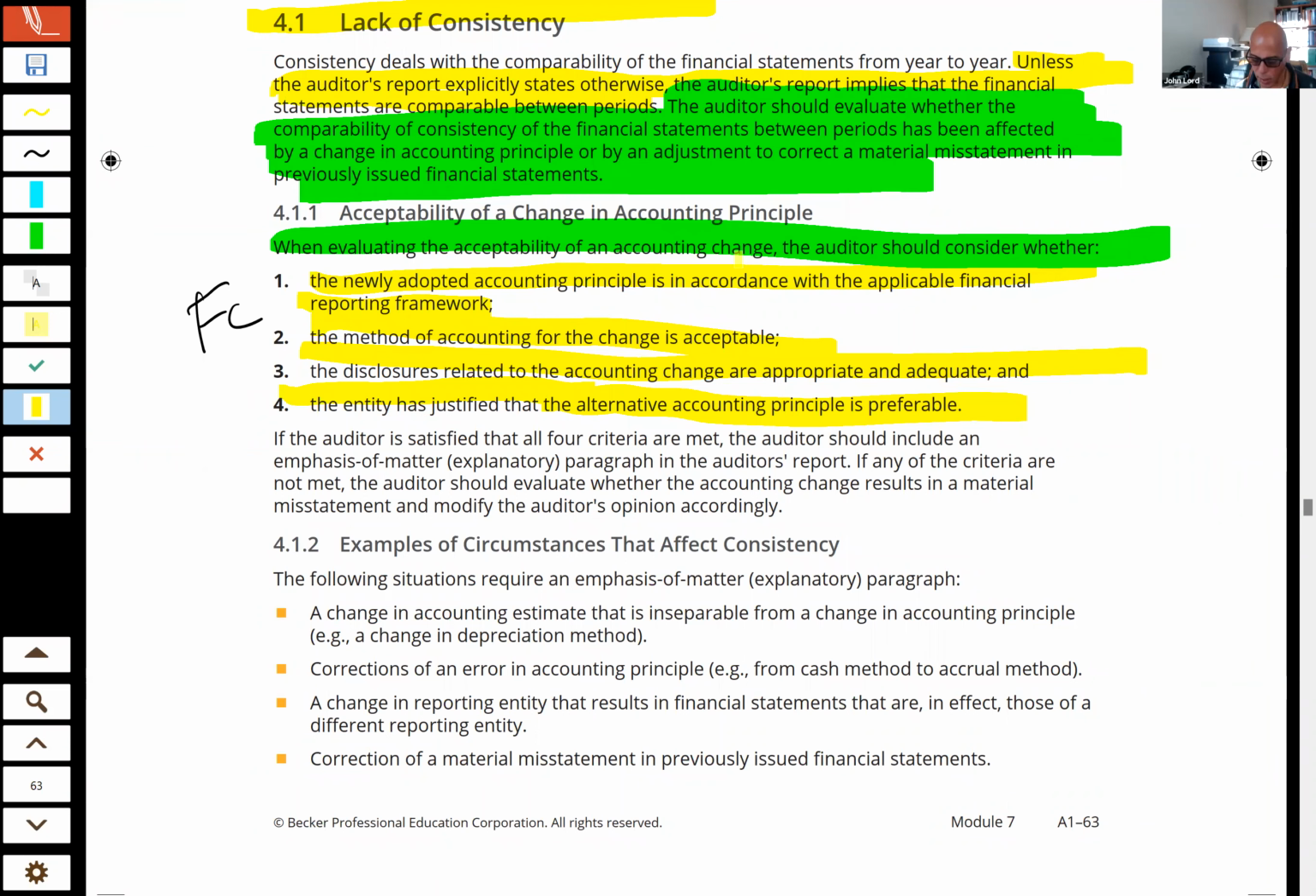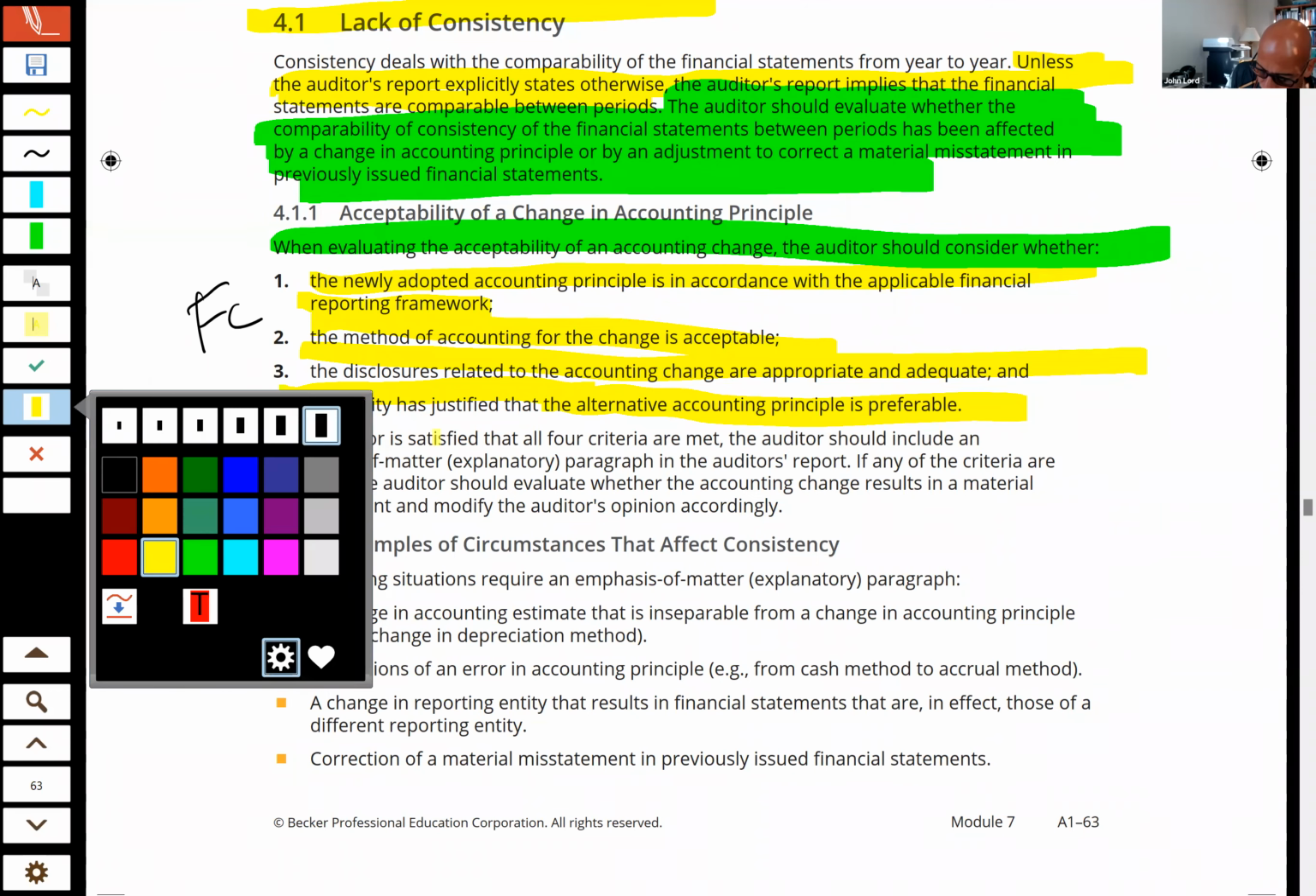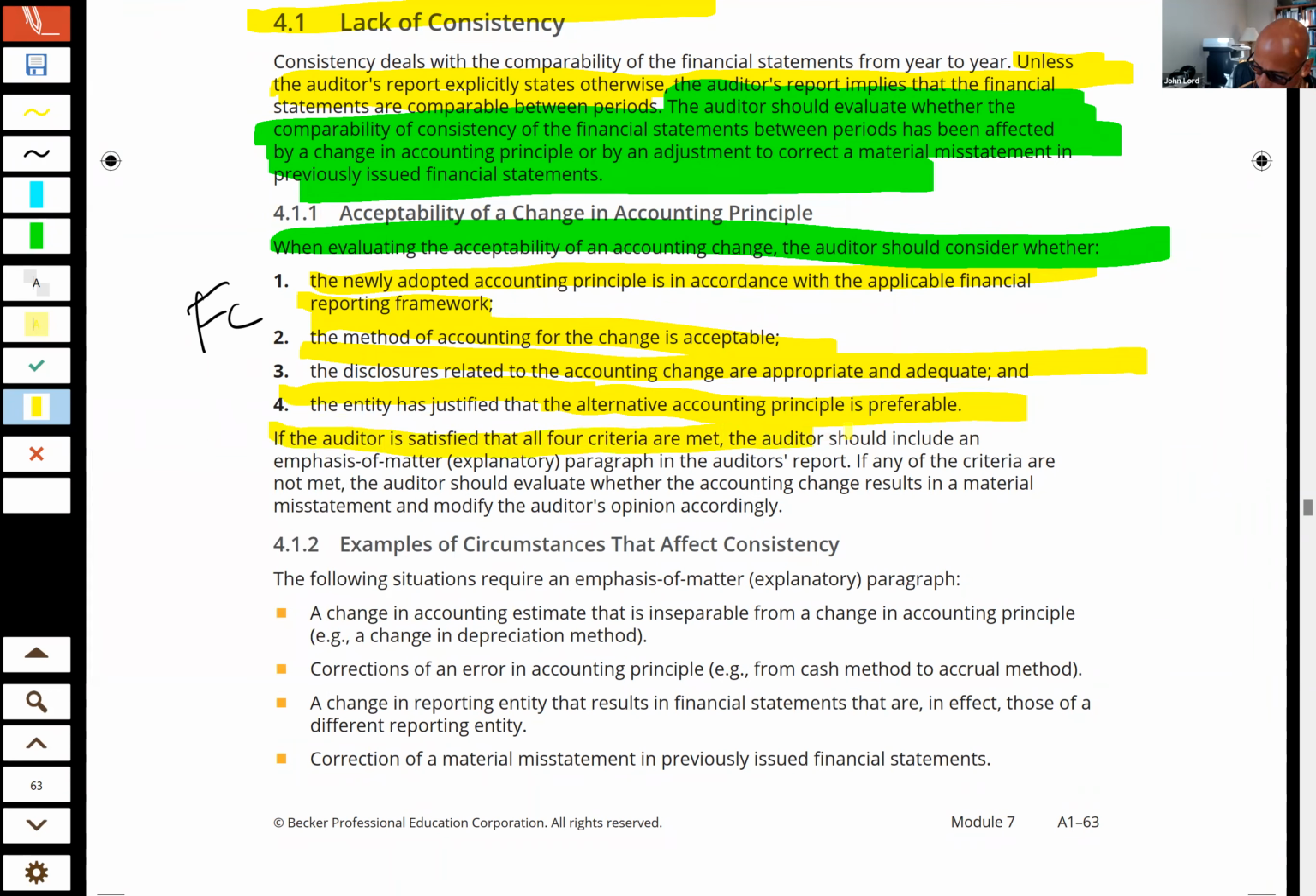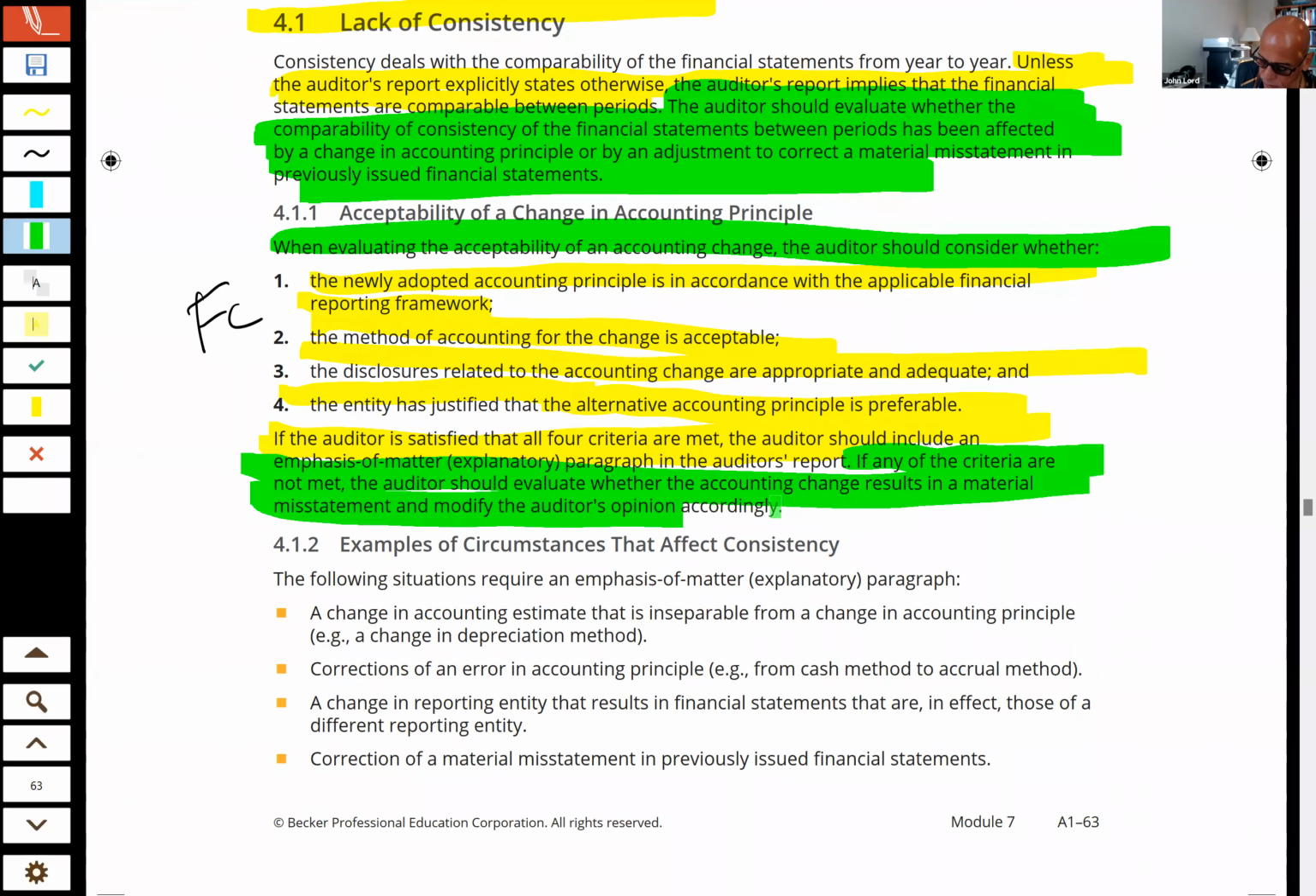Okay, now, if the auditor is satisfied that all 4 criteria are met, the auditor would include an emphasis of matter, non-public company, explanatory paragraph, public company in the auditor's report. If the criteria are not met, then we will have to do what? We will have to modify the opinion accordingly. In other words, we will be heading towards GAAP qualification or adverse opinion.